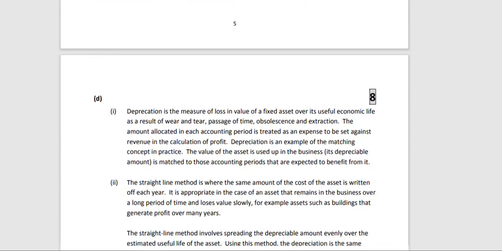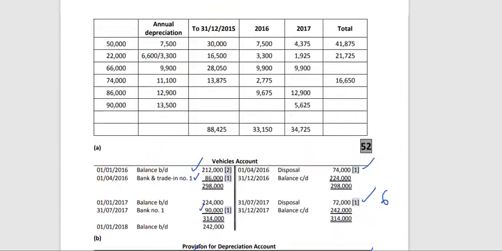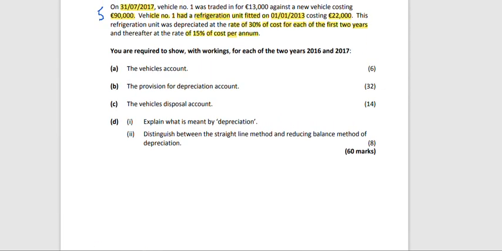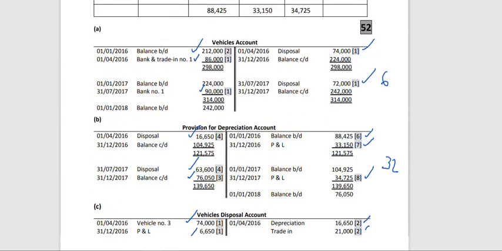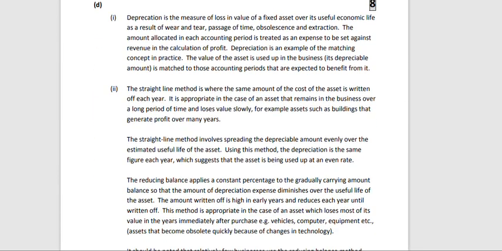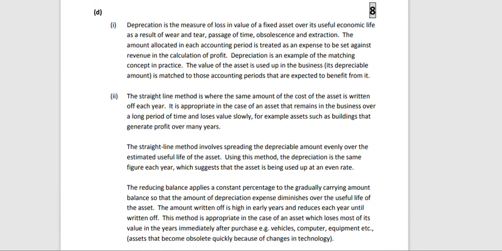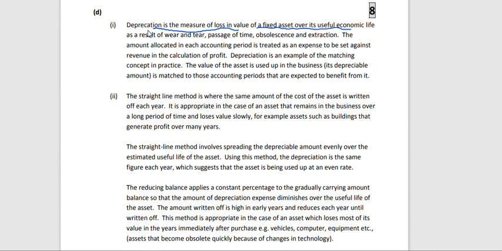Last bit of the question is the theory. The question being, explain what is meant by depreciation and distinguish between straight line and reducing balance method. 8 marks. Now you want to write a decent bit here. You don't need to write all of this, but you want to give a good explanation. So depreciation is a measure of loss in value of a fixed asset over its useful economic life as a result of wear and tear, passage of time, obsolescence and extraction. The amount allocated in each accounting period is treated as an expense to be set against revenue in the calculation of profit. That would be enough.